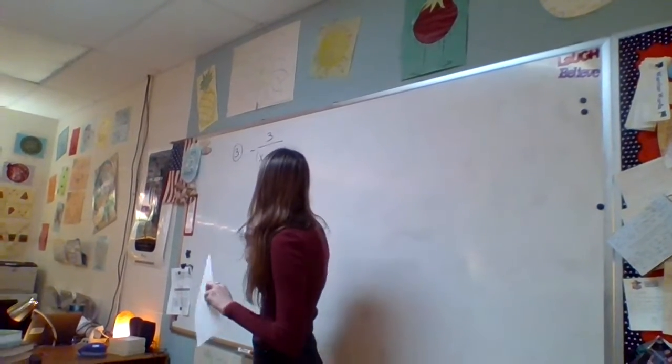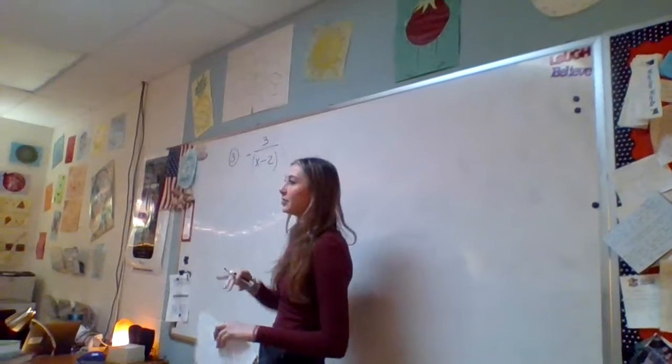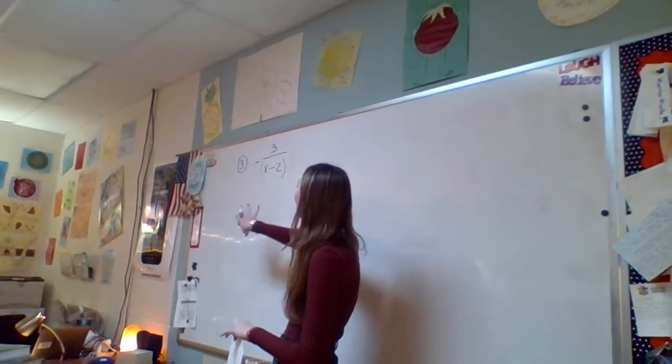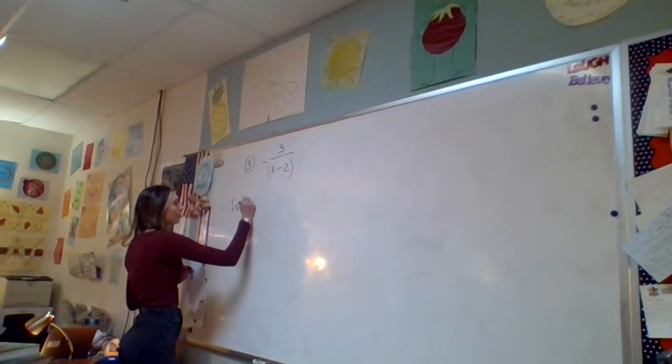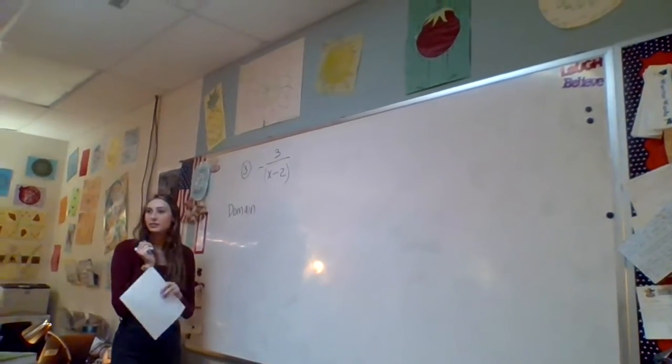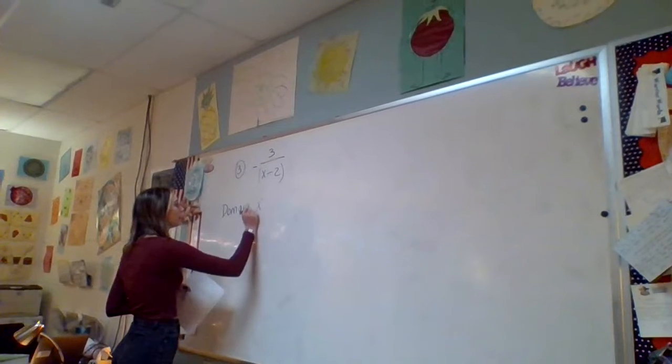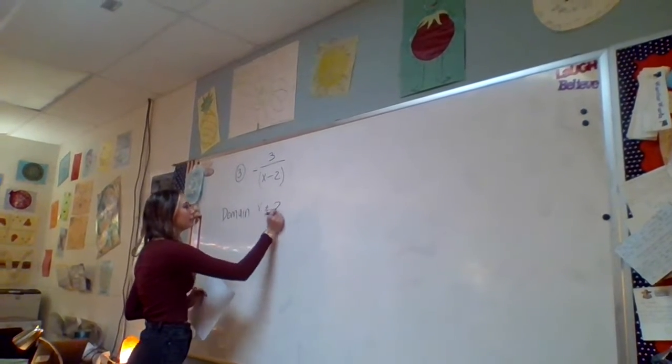The first thing we're going to do is look at the domain. The domain is what x cannot be. So I'm going to write domain. What can x not be? 2. Okay, so the domain is x cannot be 2.